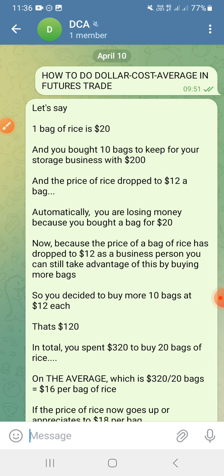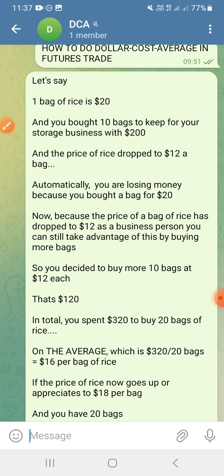Before I go into explaining with the illustrations I already have here, you need to understand that dollar cost average is a very effective strategy in trading. It is very, very profitable. It can help you not to lose. But before you do DCA, dollar cost average, you must as a matter of importance follow some rules.